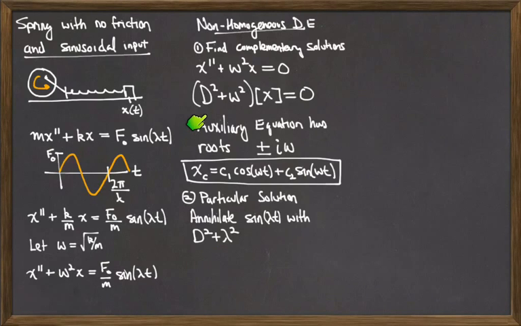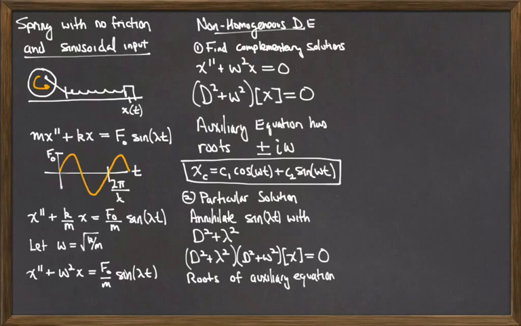Keep in mind, it's similar to this situation. Cosine omega t and sine omega t are annihilated by this operator, so sine of lambda t will be annihilated by d squared plus lambda squared. We apply that to both sides of our differential equation, our non-homogeneous one. And when we do that, we'll get d squared plus lambda squared times d squared plus omega squared of our solution function x should be annihilated by it, so it should be equal to 0. The roots of the corresponding auxiliary equation will be plus or minus i times omega, and now we get two extra roots, plus or minus i times lambda.